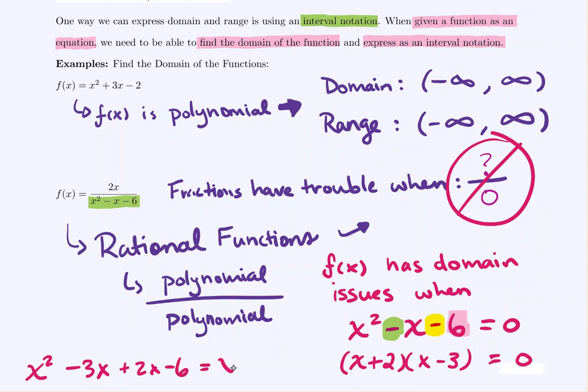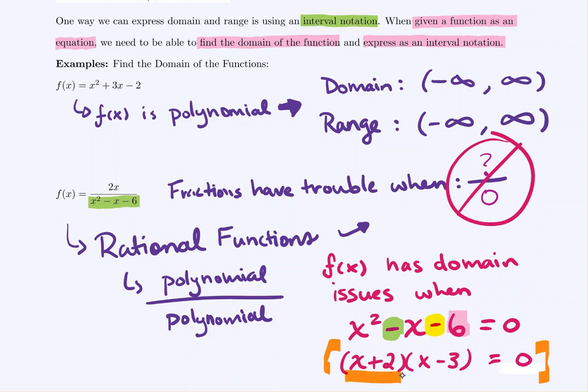That would simplify to x squared. Negative 3x plus 2x is negative x minus 6, and we factored this correctly. Now, since we factored this correctly, this will help us determine where we need to avoid, because our fraction has issues whenever this equals 0. Well, where does this equal 0?